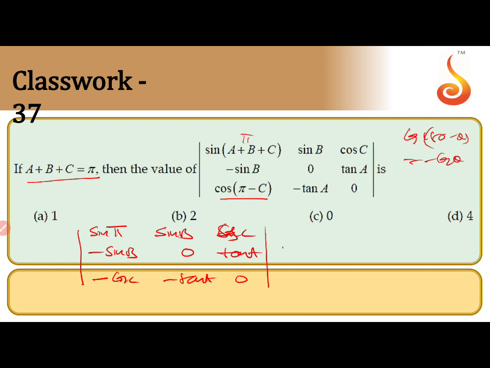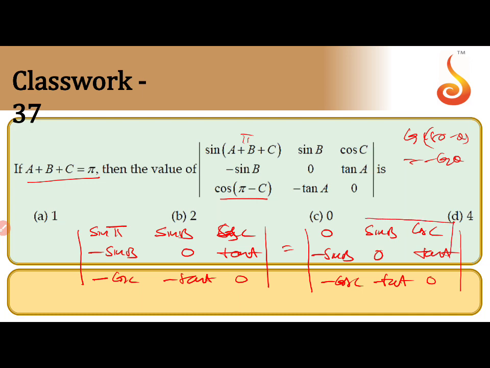Sin pi is 0. So the determinant has rows: 0, sin B, cos C; minus sin B, 0, tan A; minus cos C, minus tan A, 0. Observe here, the corners are the same but with opposite signs. That means the entire inside is a skew symmetric matrix of order 3. The determinant of a skew symmetric matrix of odd order is always 0. What a property here.